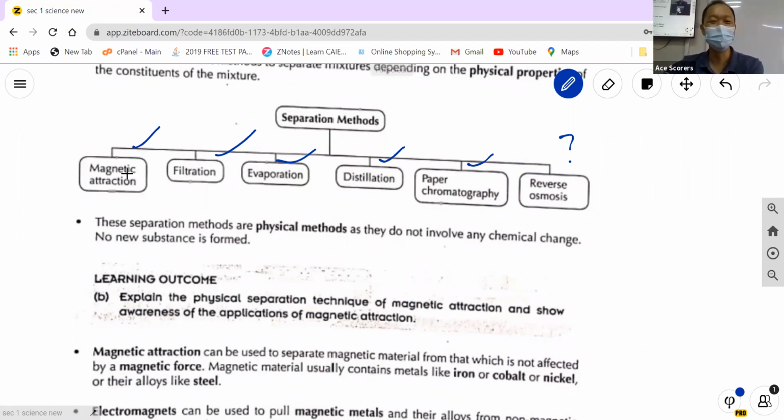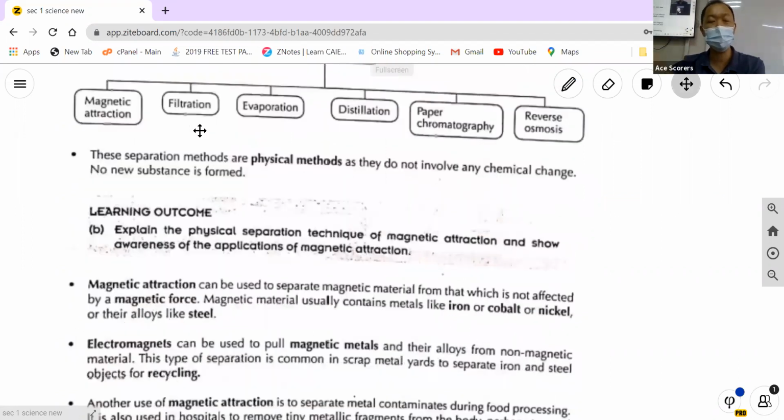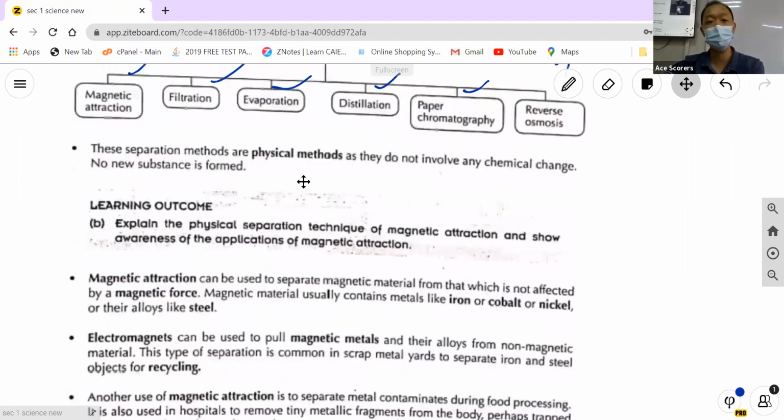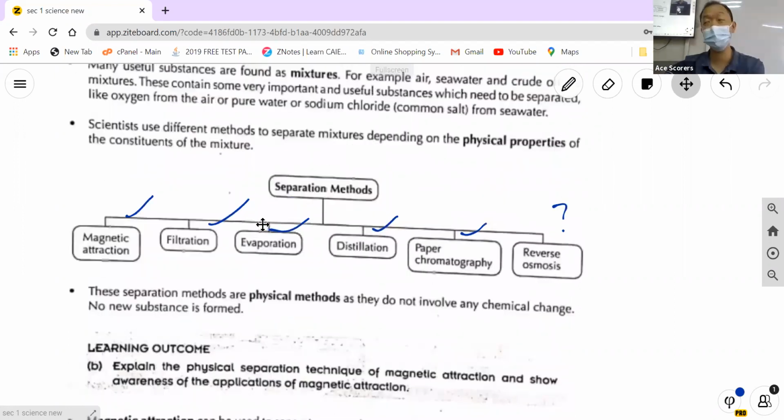So we shall continue our revision, one, two, three, four, five. Okay, this is fine. Here there are a lot of things to understand, but very few things to memorize, unlike the first few chapters. So first one, magnetic attraction. Basically all these are physical methods. That means they are only applicable to mixtures. All these methods cannot be used to separate compounds.